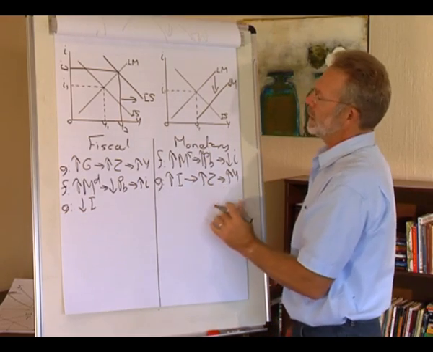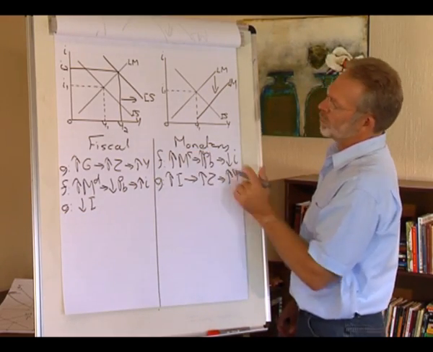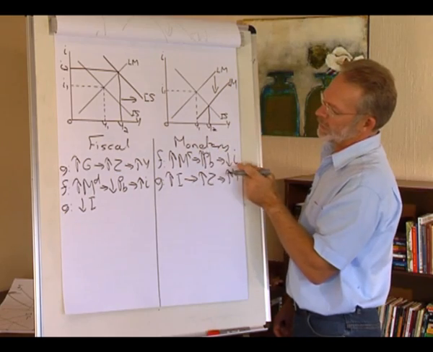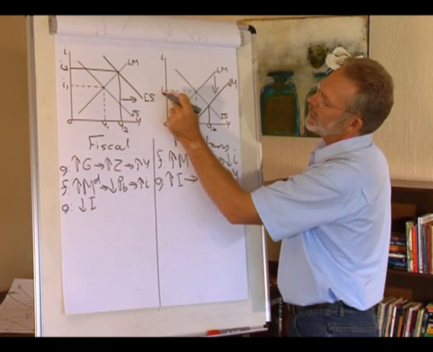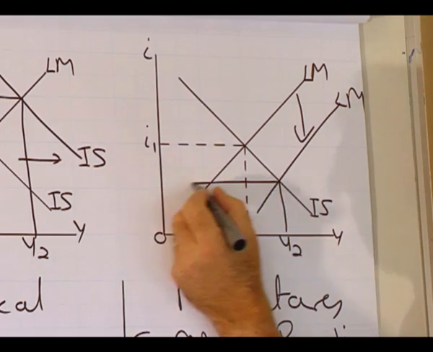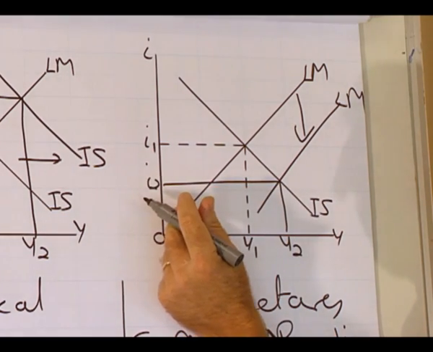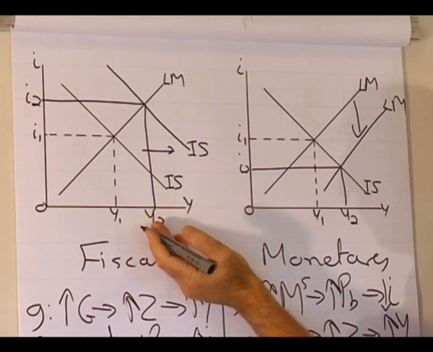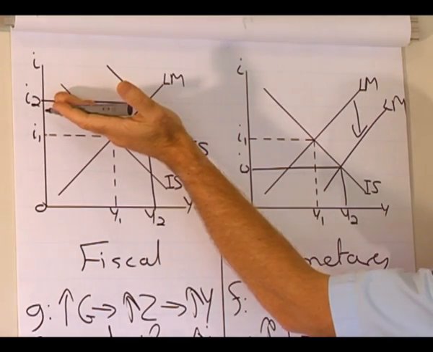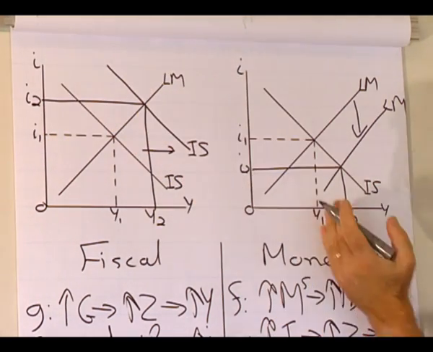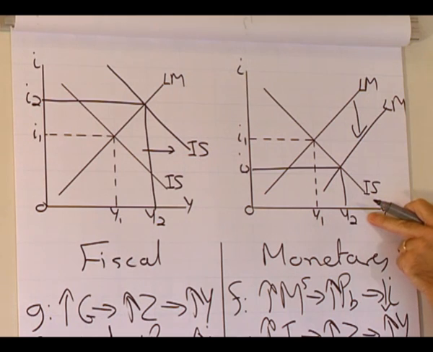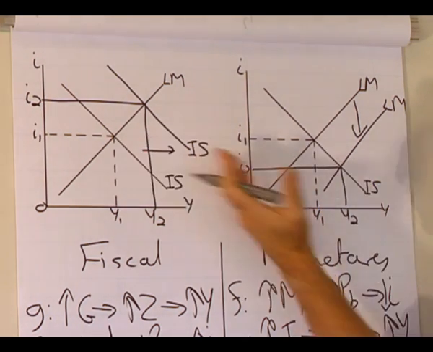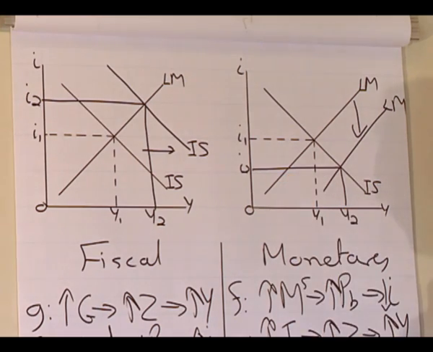So with monetary policy, we have an increase in output level. Level of production increases to Y2, and the interest rate decreases from I1 to I2. So with fiscal policy, we see level of production increase and the interest rate increase as well. But with monetary policy, we have an increase in level of output, but the interest rate decreases. But these are not the only variables that we need to compare.